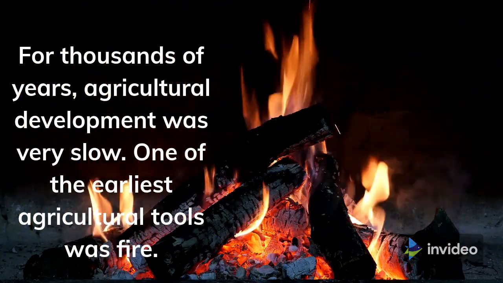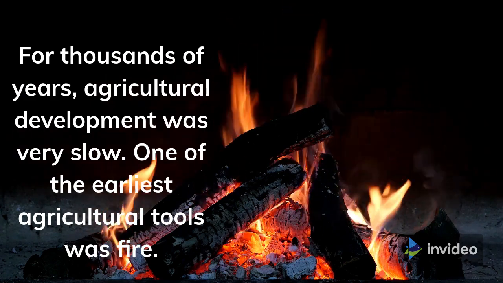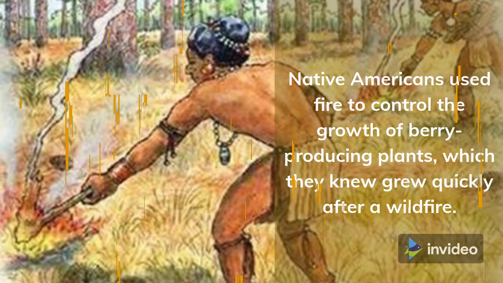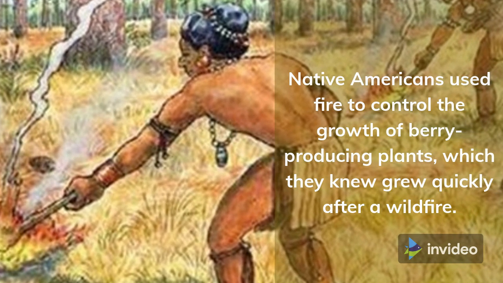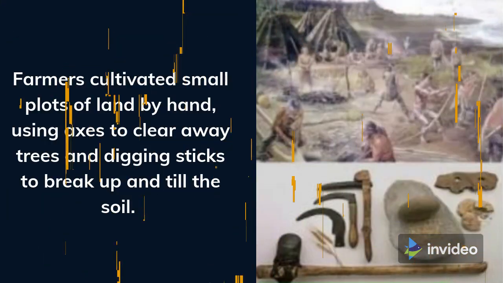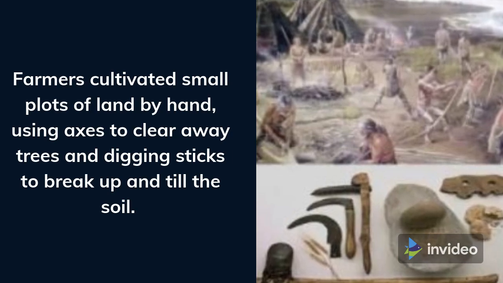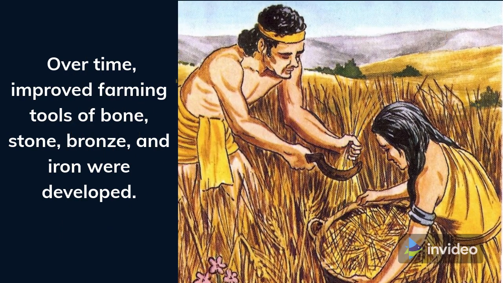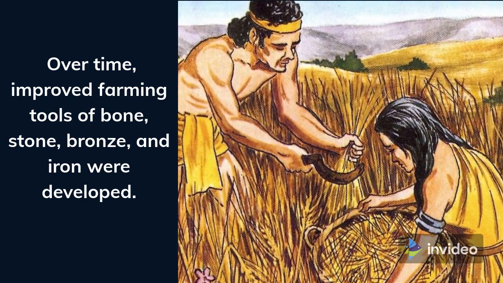For thousands of years, agricultural development was very slow. One of the earliest agricultural tools was fire. Native Americans used fire to control the growth of berry-producing plants, which they knew grew quickly after a wildfire. Farmers cultivated small plots of land by hand, using axes to clear away trees and digging sticks to break up and till the soil. Over time, improved farming tools of bone, stone, bronze, and iron were developed.